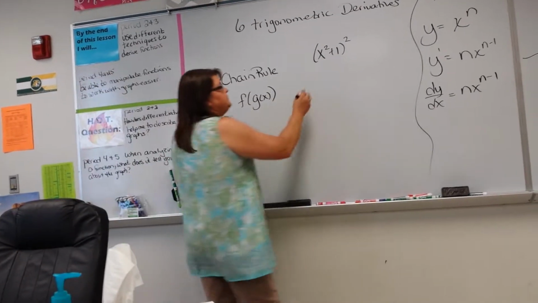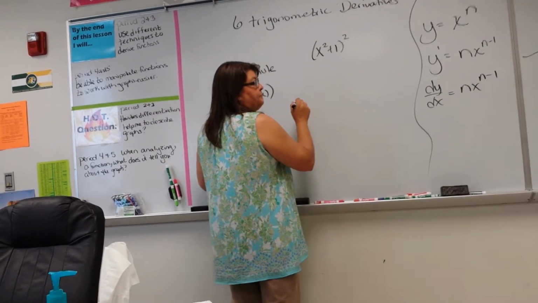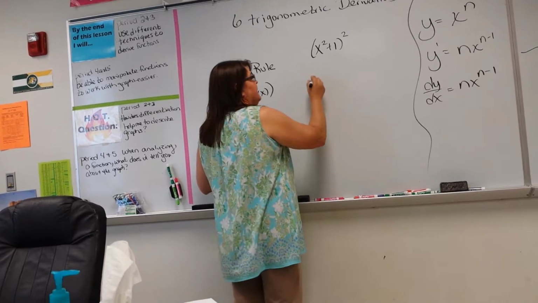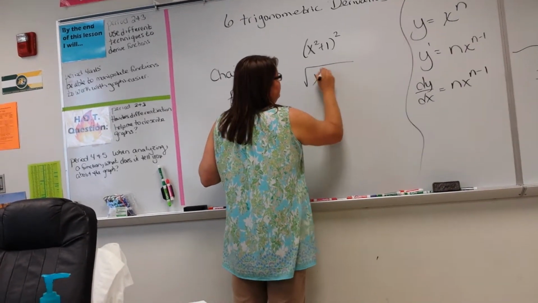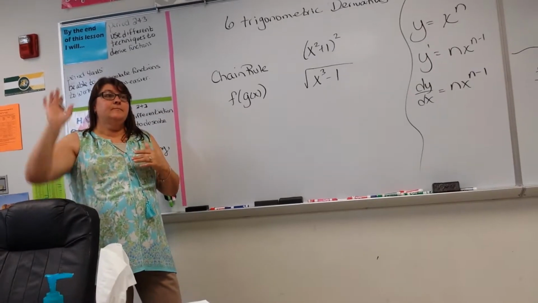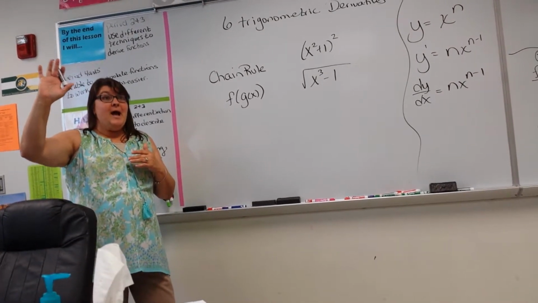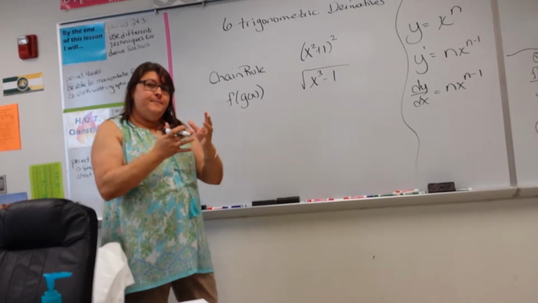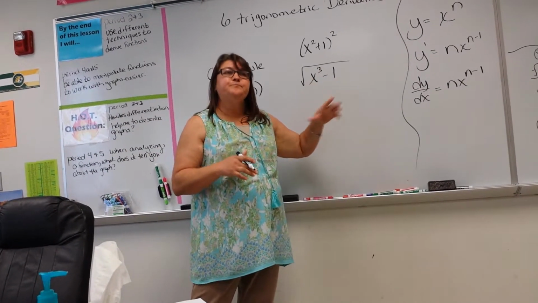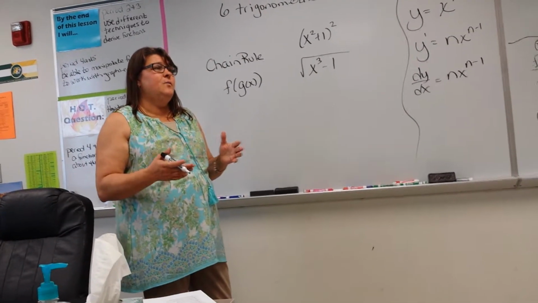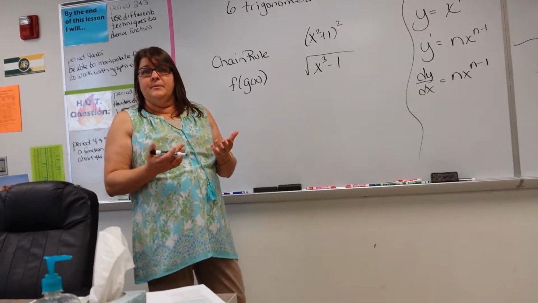So g of x would equal x squared plus 1, and f of x equals x squared, and you plug g of x into f of x. Something like this: outside shell to the 1/2, so what's the inside? x cubed minus 1. Is that making sense to all? So you can recognize what's the inside and what's the outside.